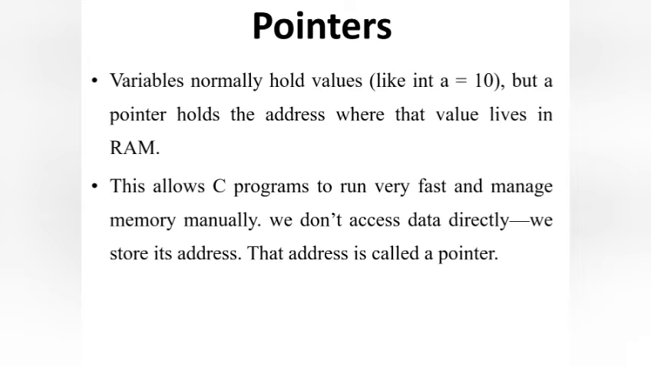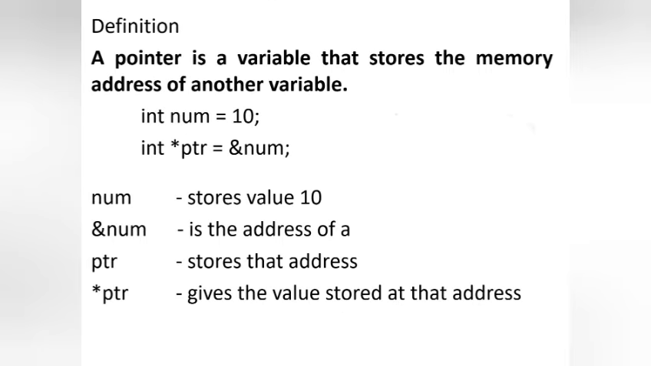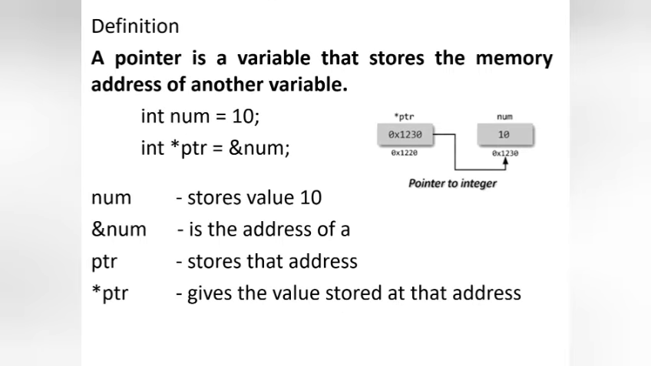It helps to execute programs much faster if you access a value through pointers rather than directly accessing the value in a variable. So how to define a pointer? A pointer is a variable that stores the memory address of another variable. To better understand, we give an example. We have an integer variable number that is initialized with the value 10. Now we have a pointer variable which stores the memory address of the variable number.